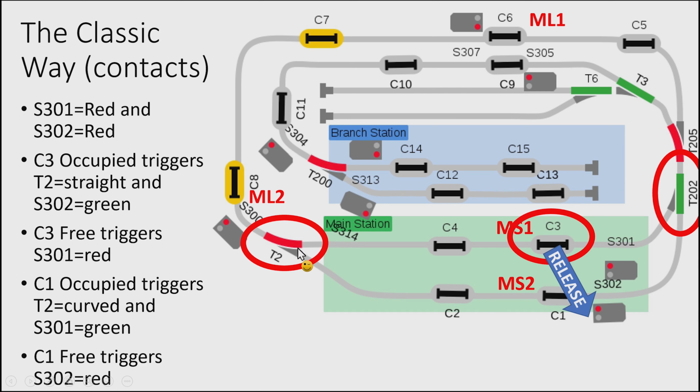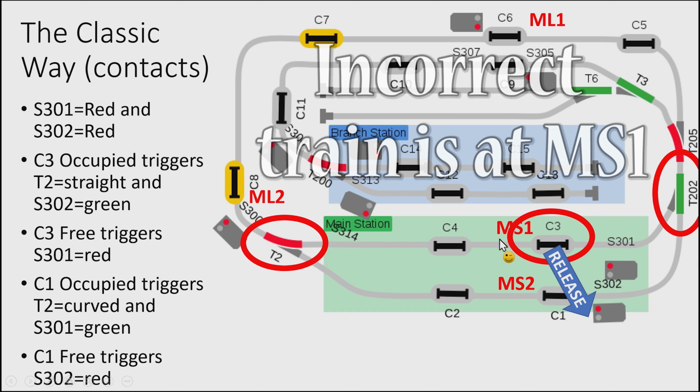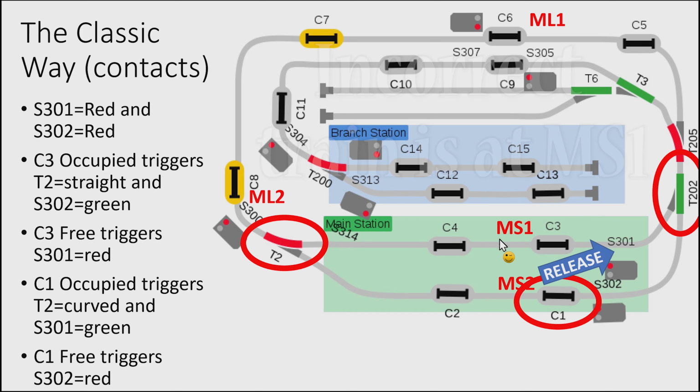And why does it need to be straight? Because remember, we had a train at MS2. In the same fashion, when the train comes in on MS2, it would actually release the train on MS1. It would do that by setting the signal S301 to green, and it would remember to change the turnout back so it's curved again.